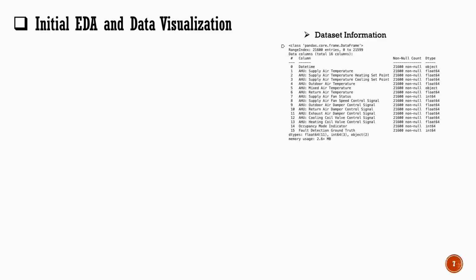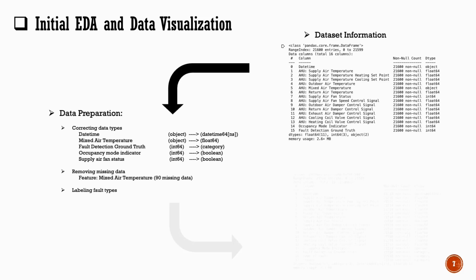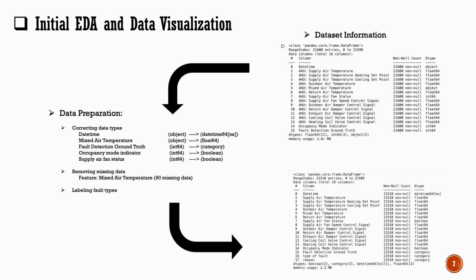Our main dataset has 21,600 rows with 16 columns or features. Fault detection ground truth column shows if the system is operating in faulty or unfaulty modes. Therefore, it can have the values of 0 or 1. However, in the metadata, it is mentioned that each type of fault has occurred in a certain period. Therefore, we added a new column named reason to show what type of fault has occurred in each data point. Moreover, some features have incorrect data types and need to be corrected.